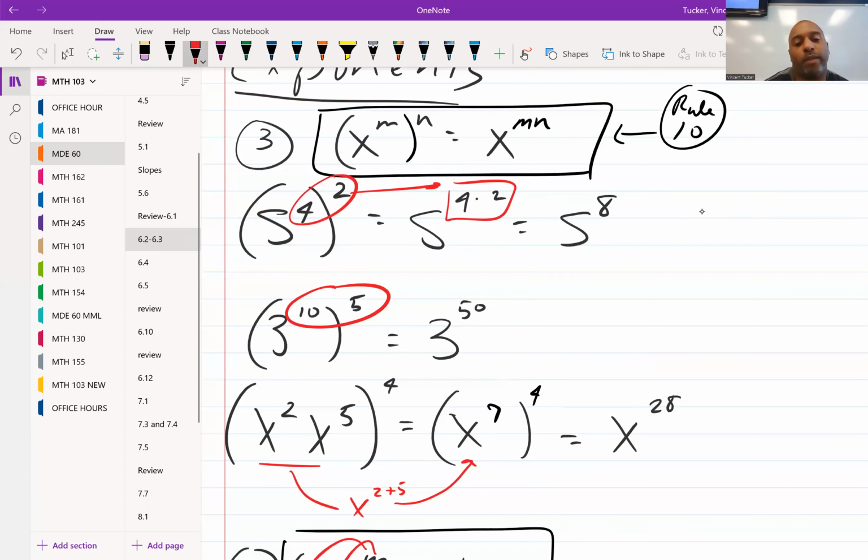And then the next one, we have x to the second, x to the 5th, raised to the 4th power. Now, if you wanted, you could distribute the 4 to each one of them, but since they're like terms or like bases, what I would do is add them to make them one singular term. So x squared times x to the 5th is x to the 7th. Now you have x to the 7th raised to the 4th power. That means you're going to multiply. 7 times 4 is 28.